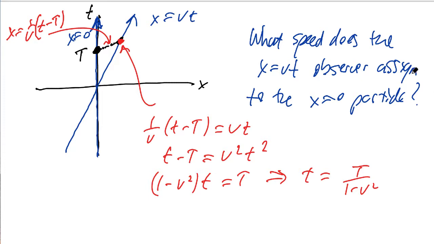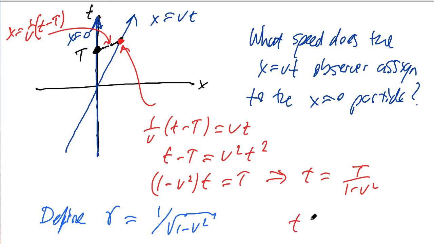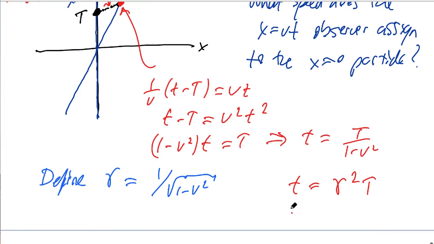And now I'm going to introduce the standard notation gamma equals 1 over the square root of 1 minus v squared, familiar from special relativity. All right, so with that notation then, t is equal to gamma squared times big T. So that's the t coordinate value of this event, and the x coordinate of this event is just v times little t. So that would be gamma squared v times capital T.